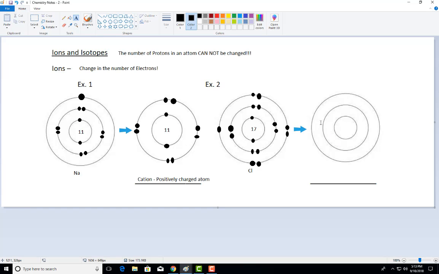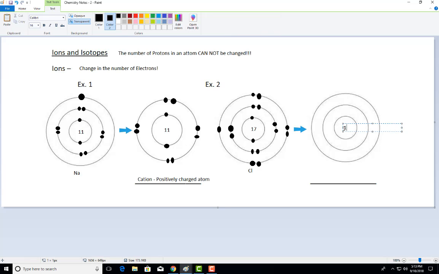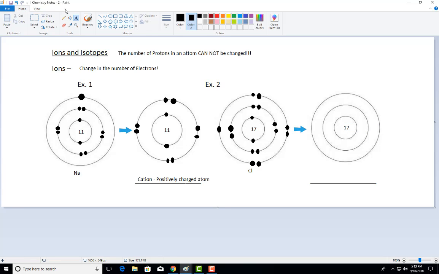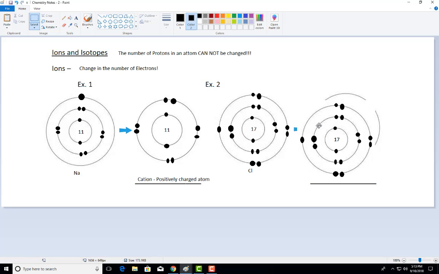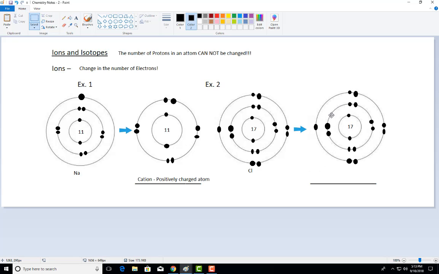So when we come over here, this is also 17, same thing, but we're going to draw this as the ion. I'm going to cheat here. Y'all can draw this however you want. This is chlorine. I'm going to copy, paste, and put it over there. There's our 17 again. But we're missing 1, right? We want a full outer shell, and we're missing 1, so we're going to take 1. Now we have 17 protons, but we have 18 electrons.